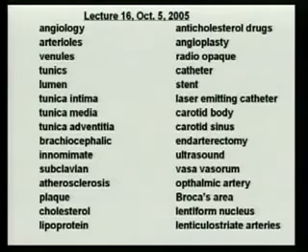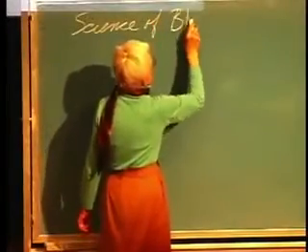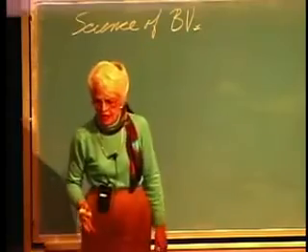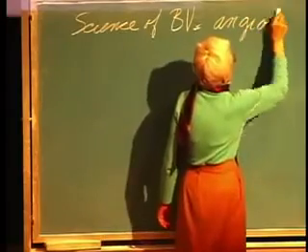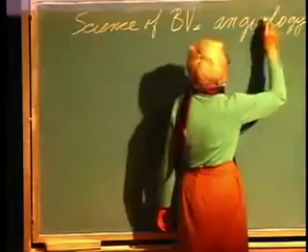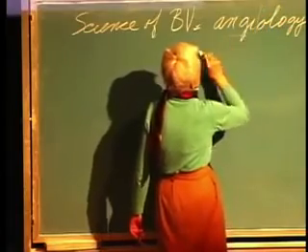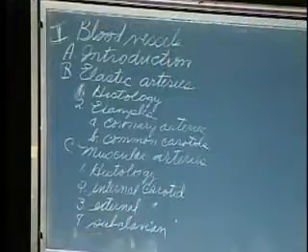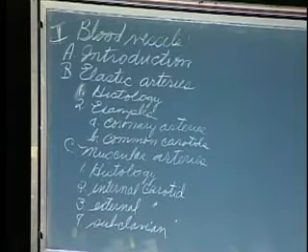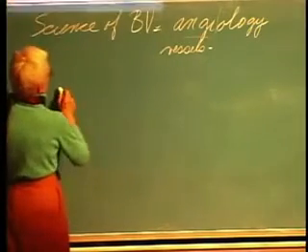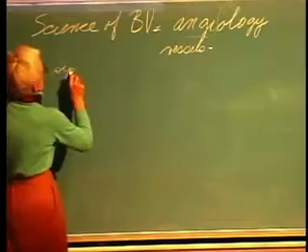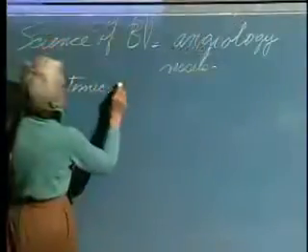All right, let's continue then with blood vessels today. The science of blood vessels is called what? Angiology. Angiology. So angio will be vessels. So we're going to look at the blood vessels in the systemic circulation.